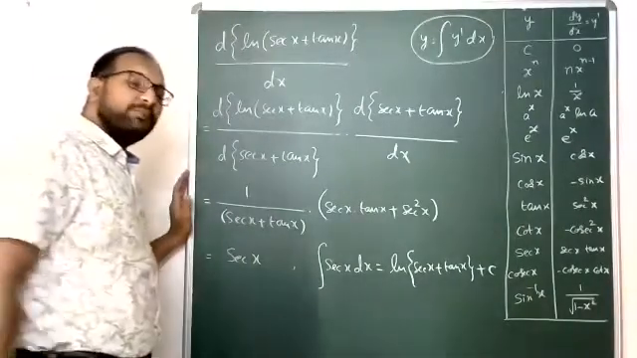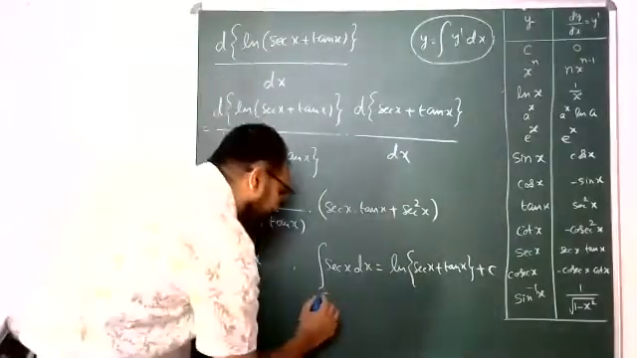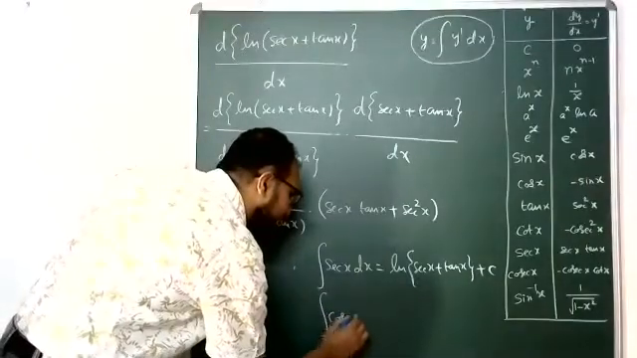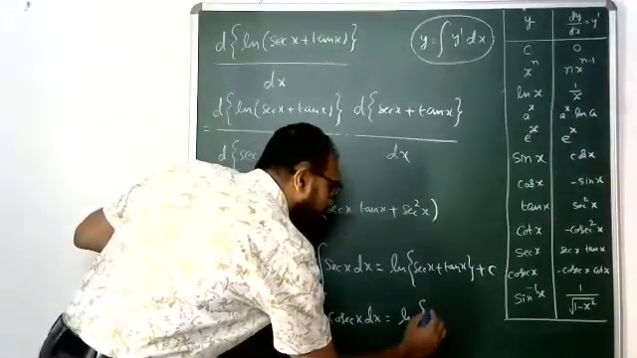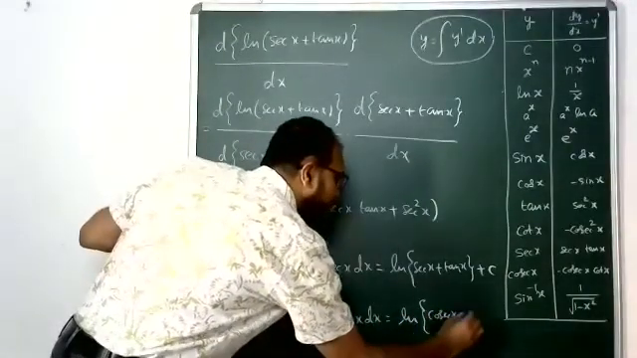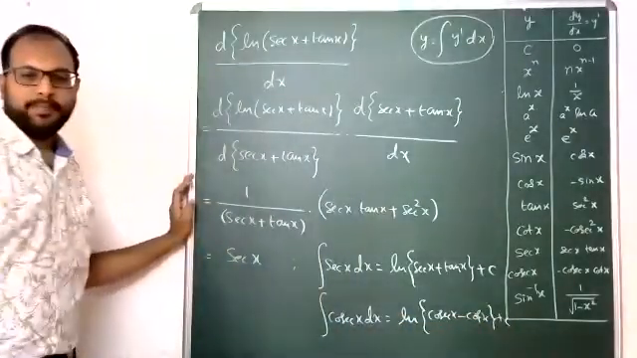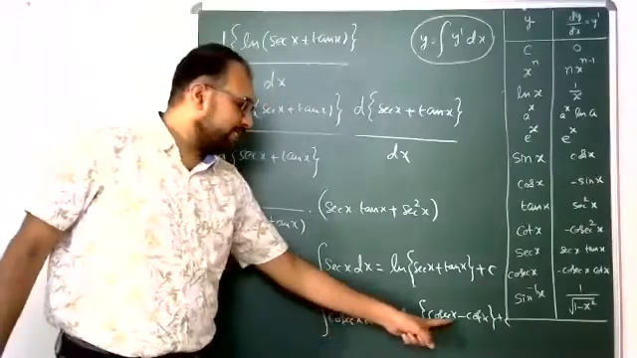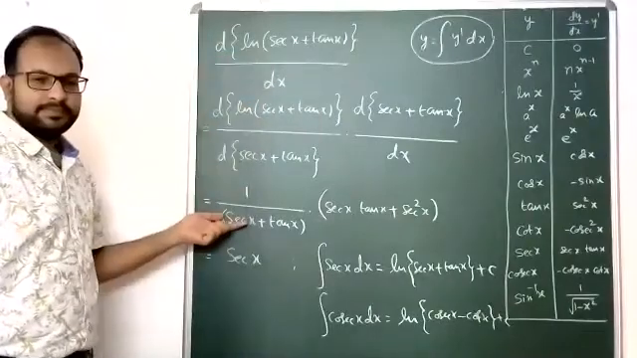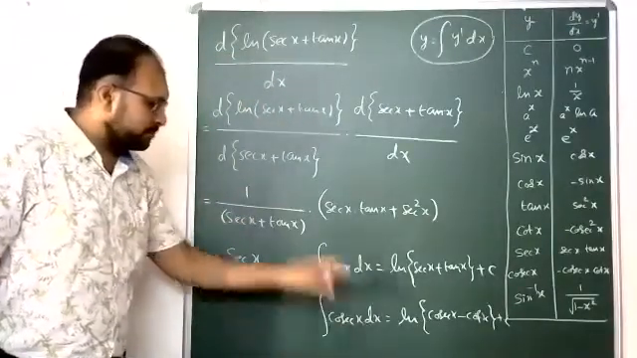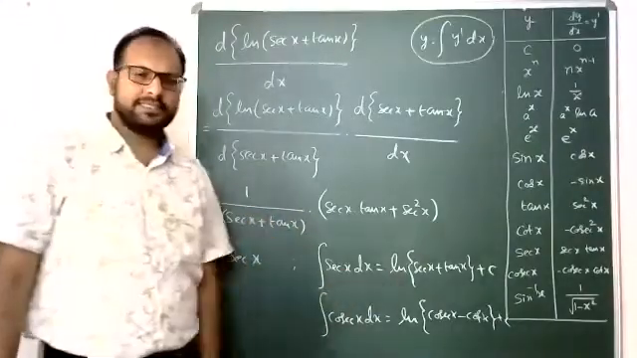Similarly, you can prove, students, once the class is completed, please prove the integral of cosecant x dx equals ln of cosecant x minus cot x plus constant. So take the derivative of ln of cosecant x minus cot x. Is it coming to cosecant x or not? Check. Then you can write it like this.